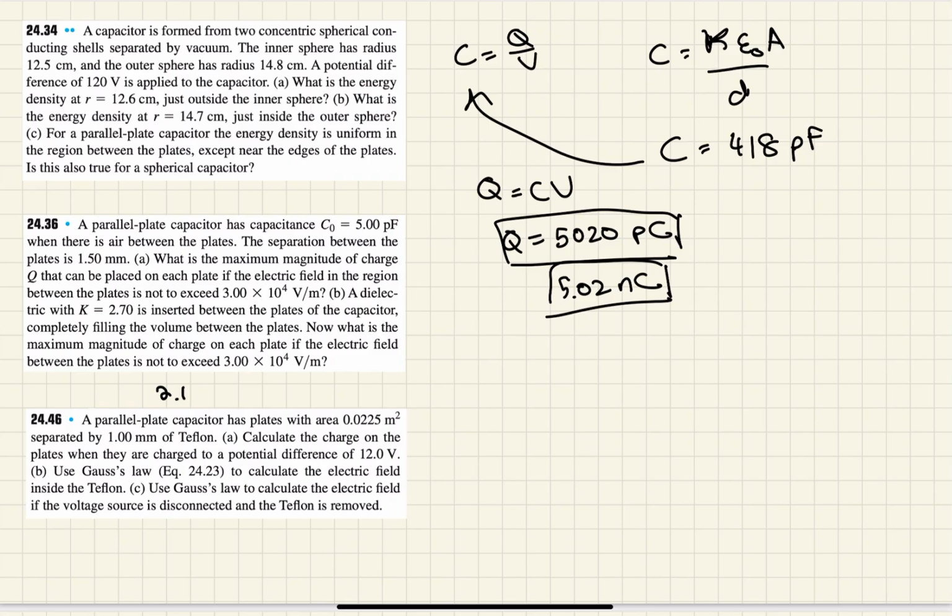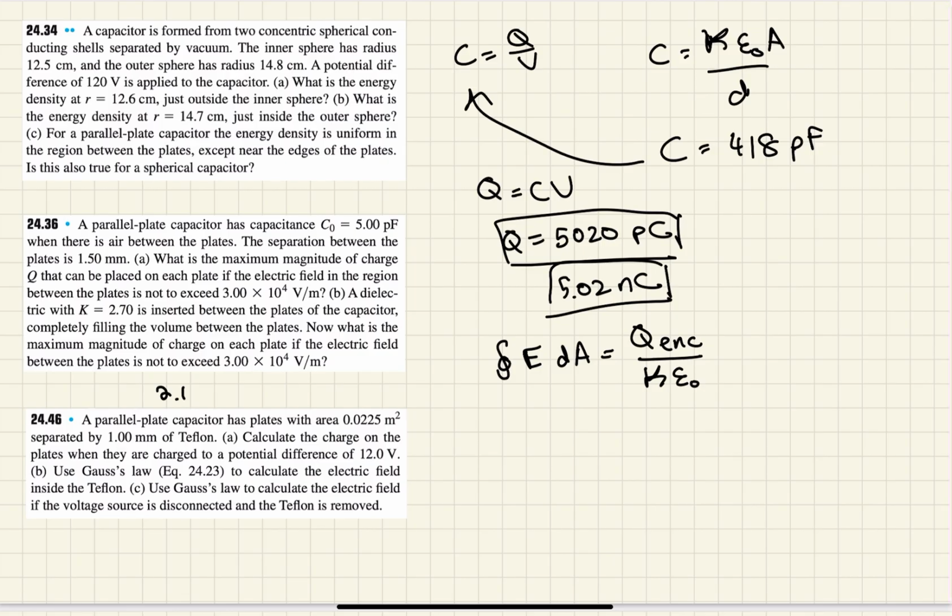B uses Gauss' law. So this is where I was telling you the last topic we learned in this unit is Gauss' law, but with dielectrics. And so you use Gauss' law to calculate the electric field inside the Teflon. So you got Gauss' law, which is the integral of E with respect to A is equal to Q enclosed over kappa times epsilon naught in this case, because we got dielectrics.